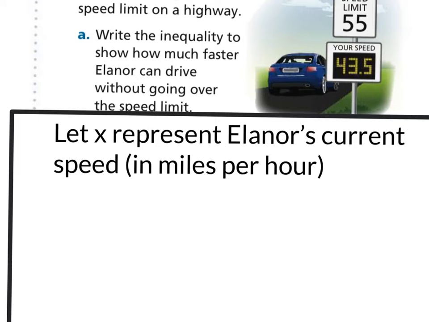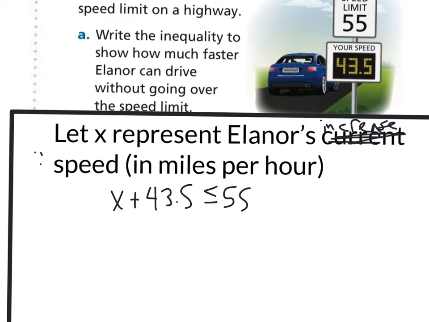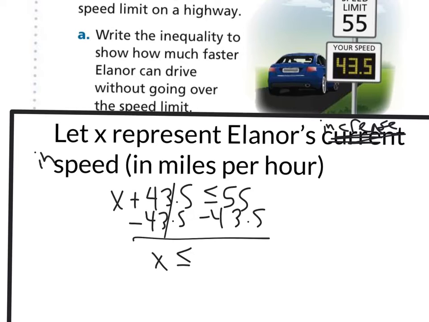So to start out with, we could have something like x plus 43.5 is less than or equal to 55. Actually, sorry, this is not Eleanor's current speed. This is Eleanor's increase in speed, how much she could increase her speed by. And then when you work that out, you'll get less than or equal to 11.5. So at most, she could increase her speed by 11.5 miles per hour.